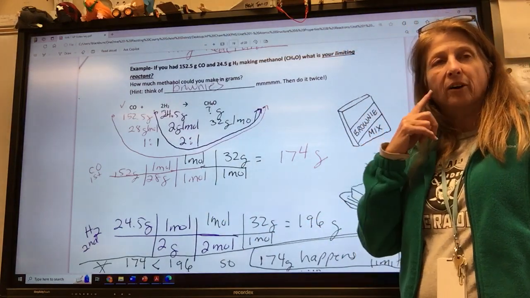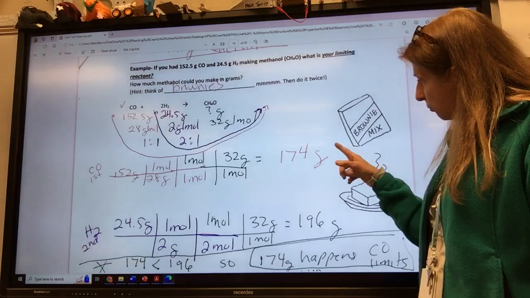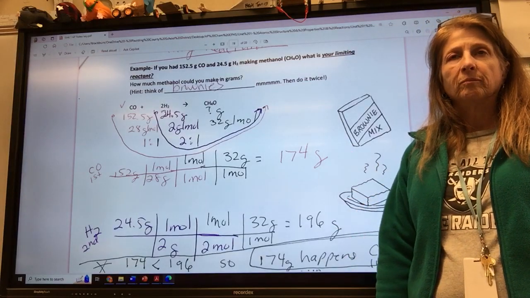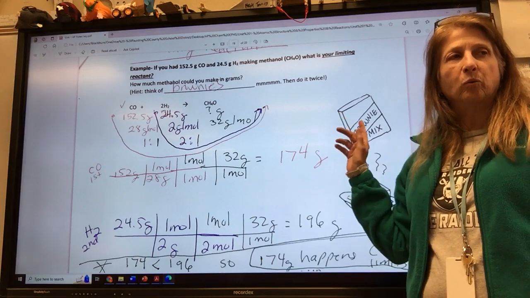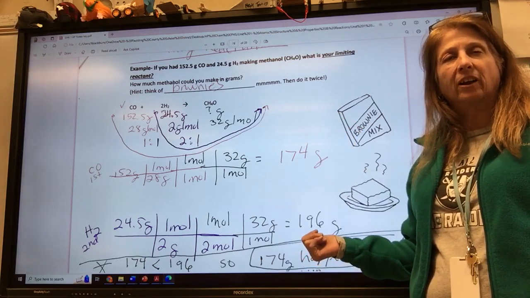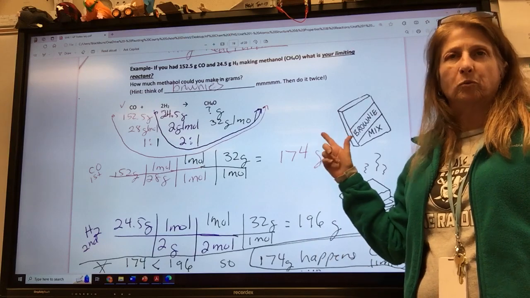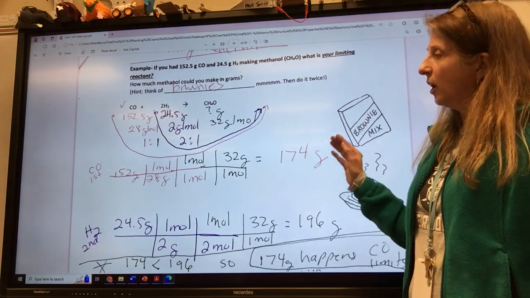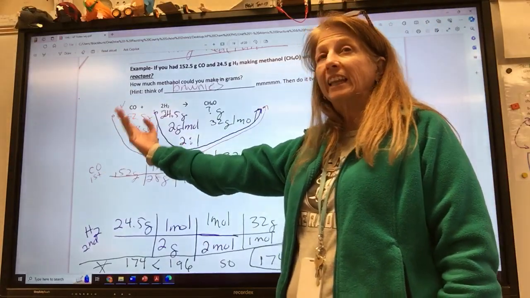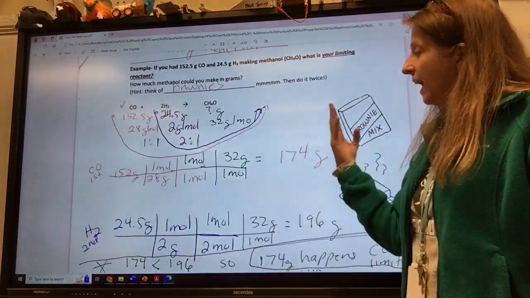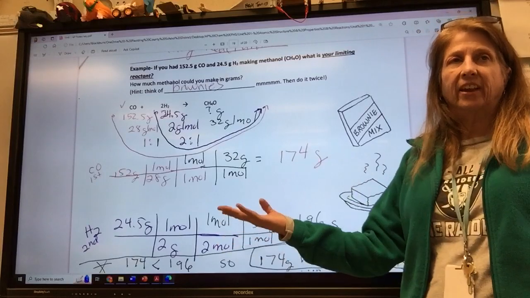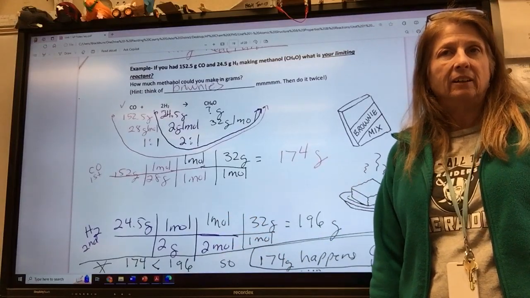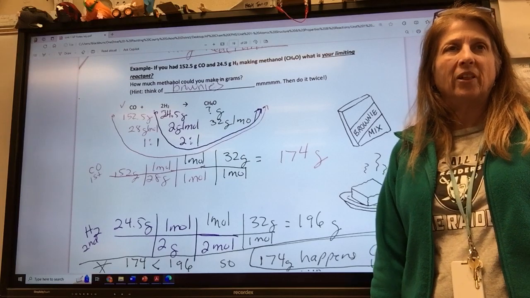Now I ask myself, which is less, 174 or 196? 174. Would you rather have $174 or $196? 196. So that means 174 is less. So that's what really happens. So carbon monoxide limits the reaction, and hydrogen gas is in excess. That's the words that go with those ideas. Do you feel everybody remembers that?